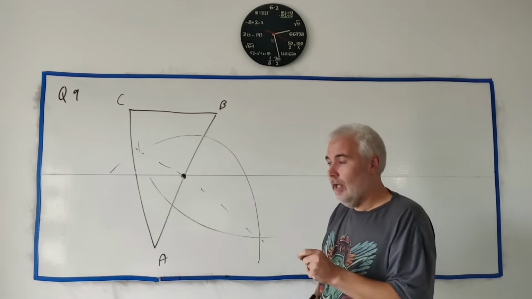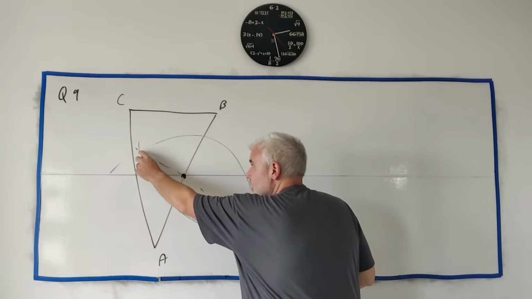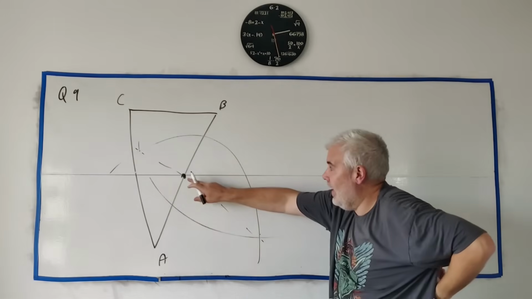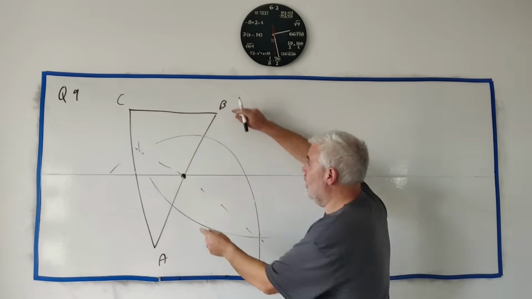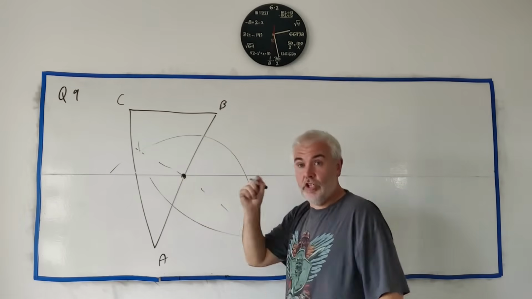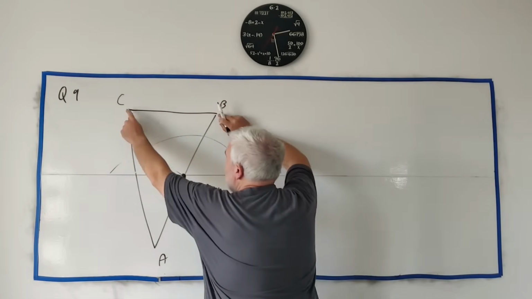The examiner is looking for this arc. They want to see it. They want to see where it crosses. They want to see a ruler line between it. You can't just take your ruler, measure it, and get halfway. You're not going to get marks for that. This is how you construct a midpoint. Okay, let me do that again between B and C.